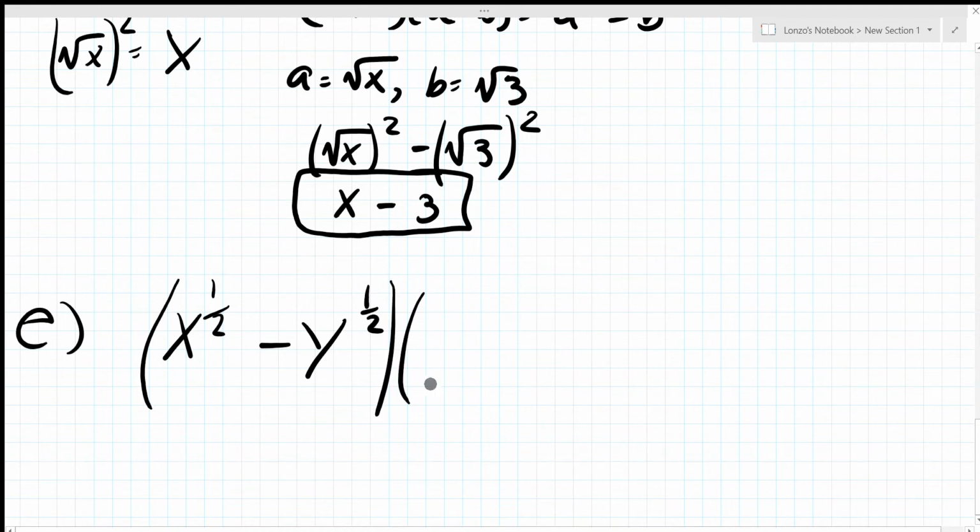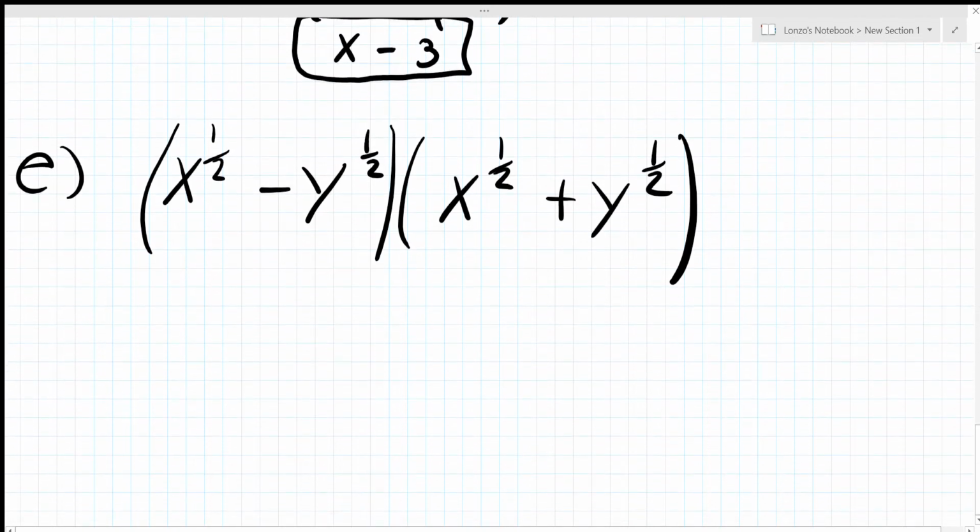Multiply this by x to the 1/2 plus y to the 1/2. So this is again a perfect square. It's a perfect square because the signs are different, but the x's are the same and the y's are the same. The only difference is the signs. So remember, the difference of squares: a squared minus b squared equals a plus b times a minus b.